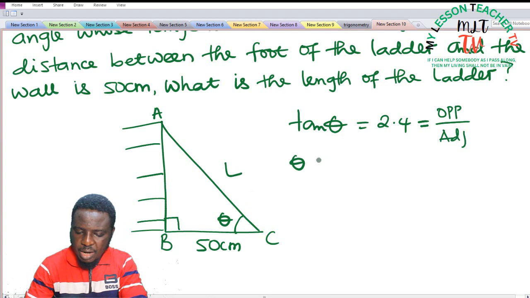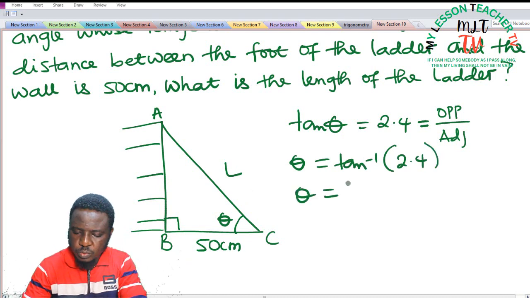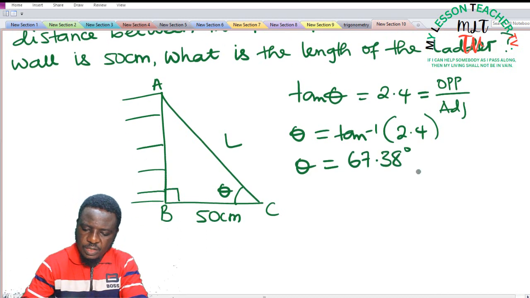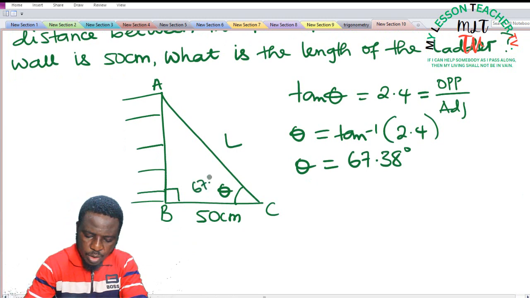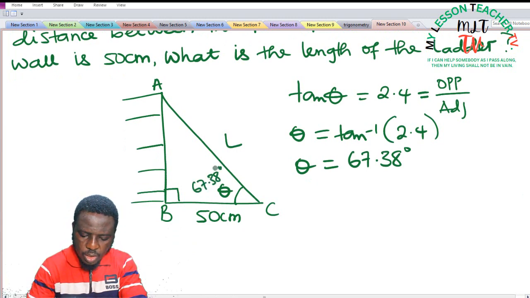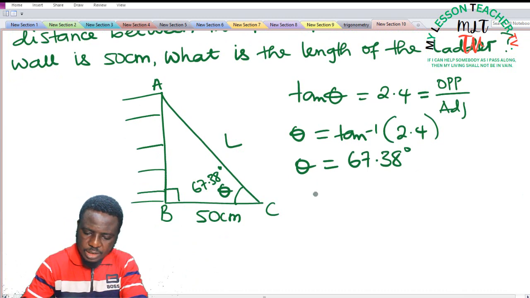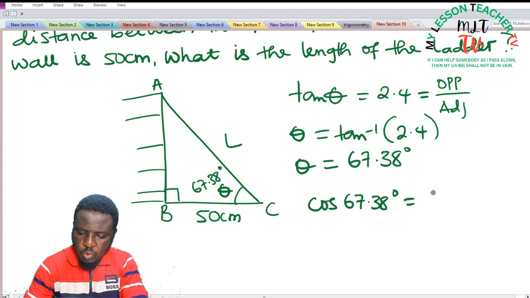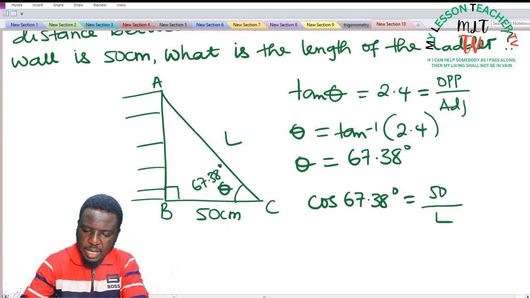Theta can now be said to be equal to the tan inverse of 2.4, and the tan inverse of 2.4 is equal to 67.38 degrees. Now, if this is the value for theta, 67.38 degrees, we shall then use the relationship between theta, the hypotenuse L, and the adjacent 50, and such a relationship is the cosine. So that means that cos 67.38 degrees is equal to 50 divided by L.